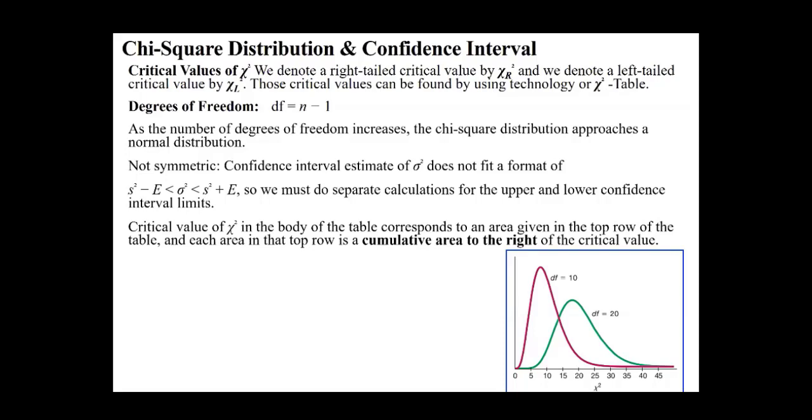Confidence interval estimates of sigma squared do not fit a format of s minus e less than sigma squared less than s squared plus e. So we must do separate calculations for the upper and lower confidence interval limits.